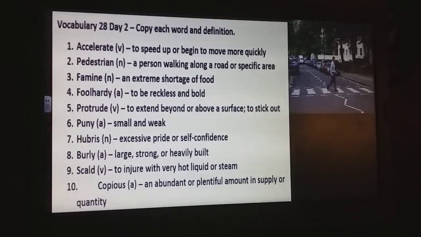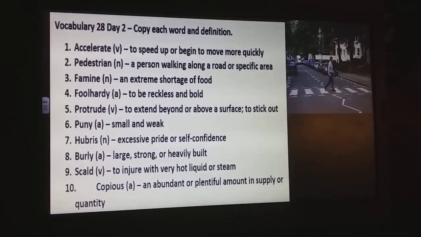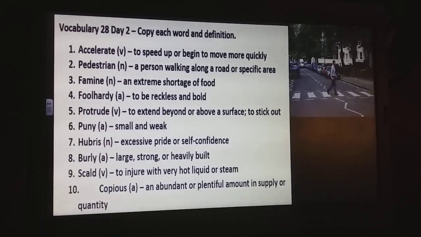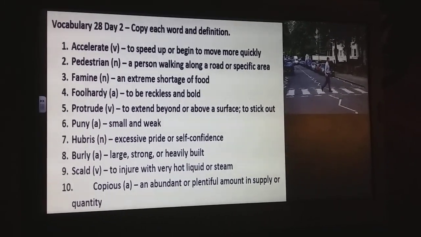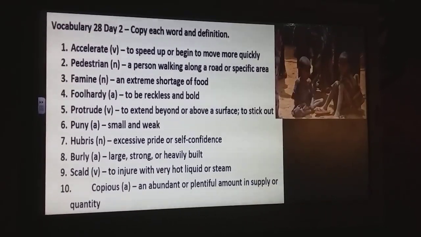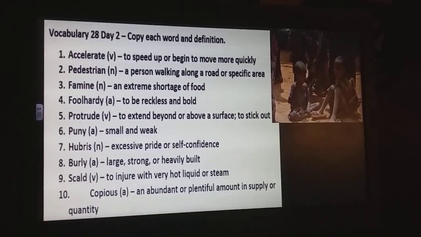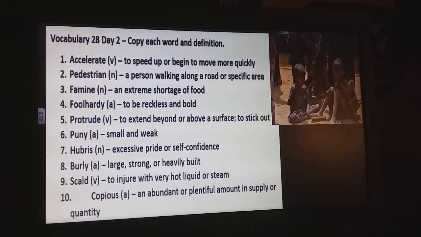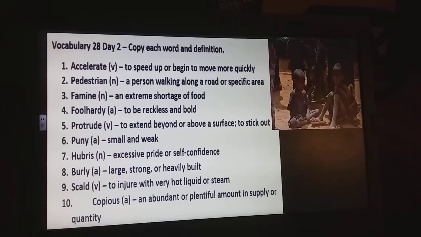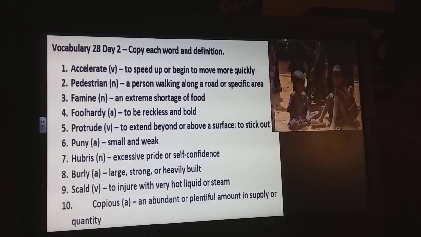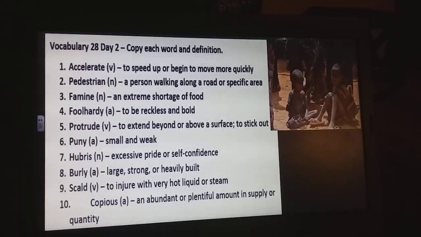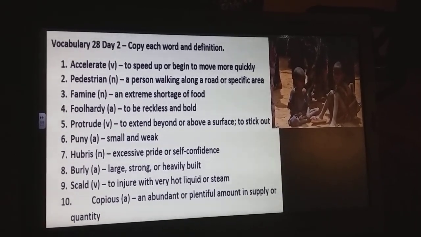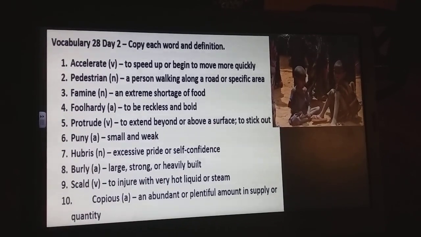Word number 3 is the word famine. Now, the word famine is a noun. It means an extreme shortage of food. In the visual, you see 2 little children from another country. They look malnourished, and that's because in their country, they are suffering from famine, which means there's not a lot of food available for those children, and that's why they are so skinny and malnourished.